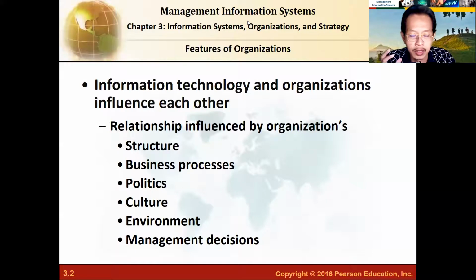Now, here are some parts of the organization that would be influenced, that would be changed, or the other way around. The information system would be changed because of these items. First, the structure. So the information system, when you design it, you would need to know what the structure is like.